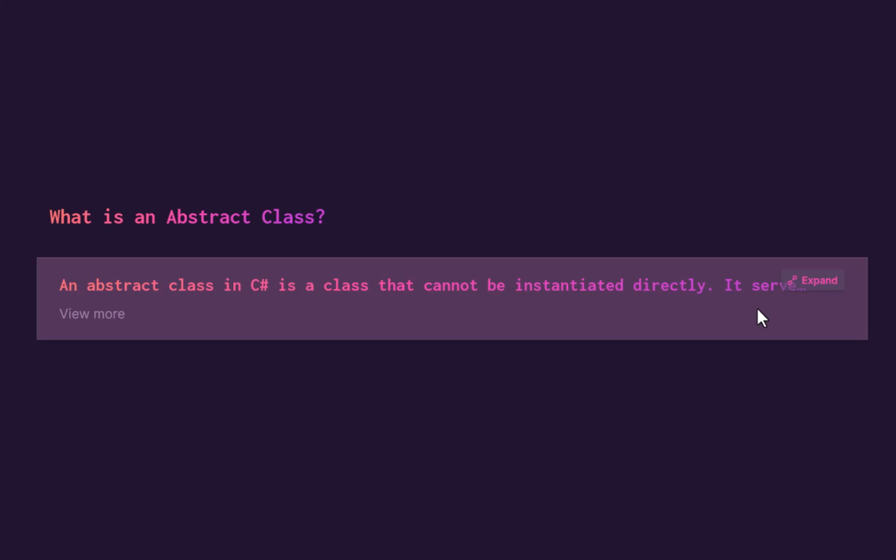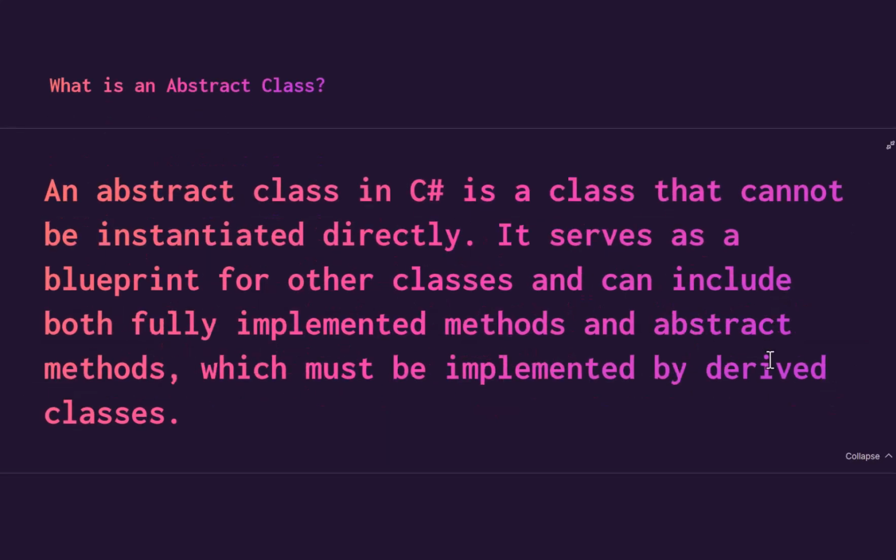But before we jump into Visual Studio, let's have a look at the official definition of abstract class in C#. We can say an abstract class in C# cannot be instantiated directly. It serves as a blueprint for other classes and can include both fully implemented methods and abstract methods, which must be implemented by derived classes. So let's switch to Visual Studio and have a look from there.